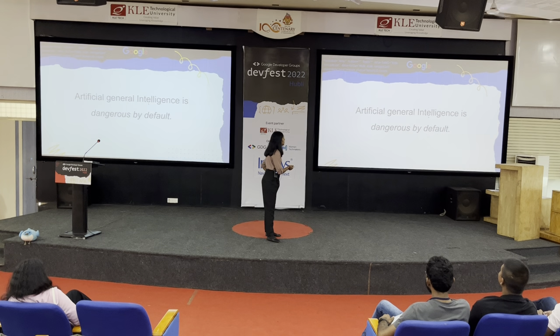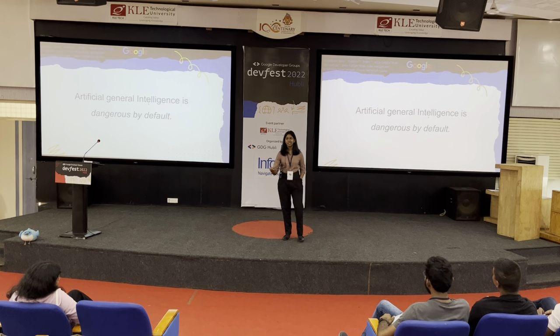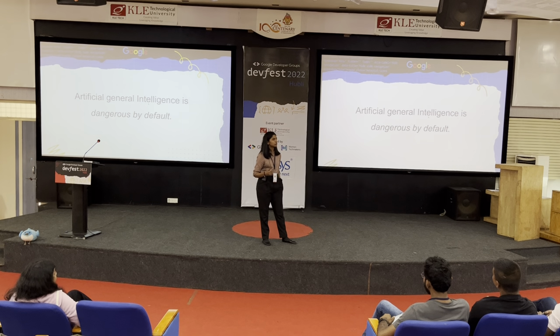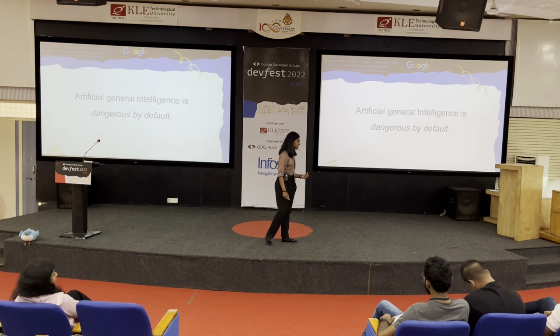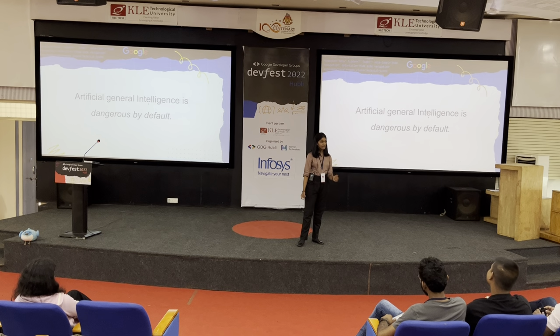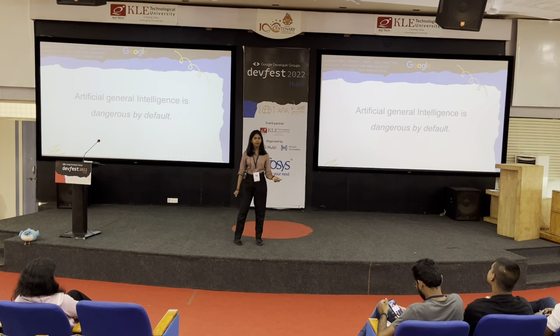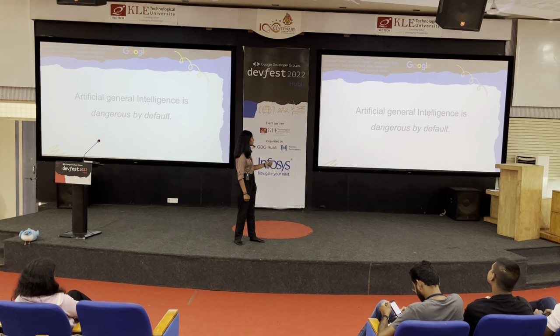So that was general intelligence. Artificial general intelligence is dangerous by default, as I was saying. There are a lot of things that go into it. It's very hard to choose these objectives, and it's hard to choose actions to further these objectives in the way that we actually want. So this AI could be doing a lot of stuff to further its goal, and it could be doing them in very bad ways, right? So that becomes a problem. Artificial general intelligence is actually very dangerous.